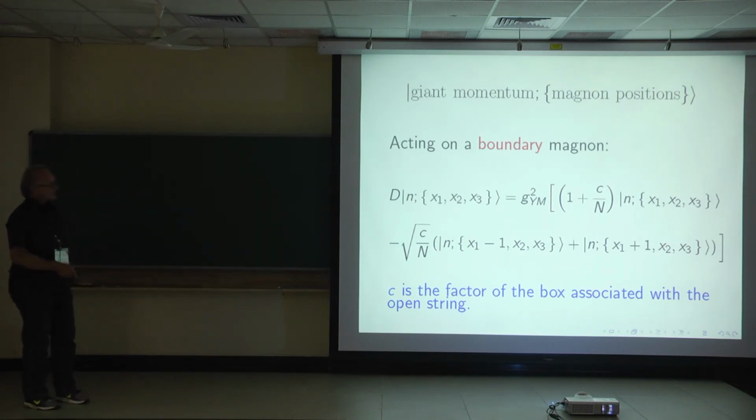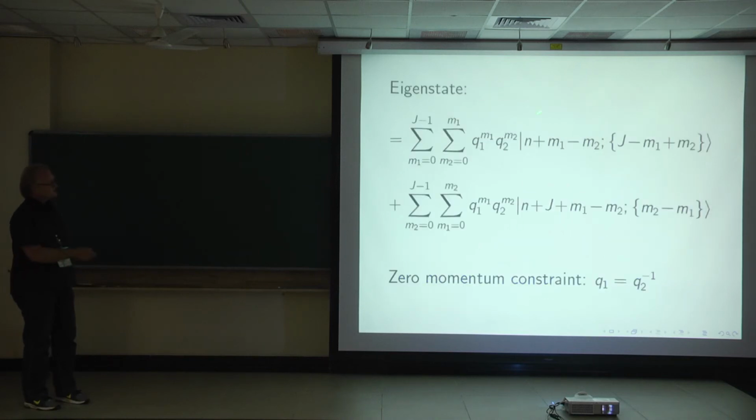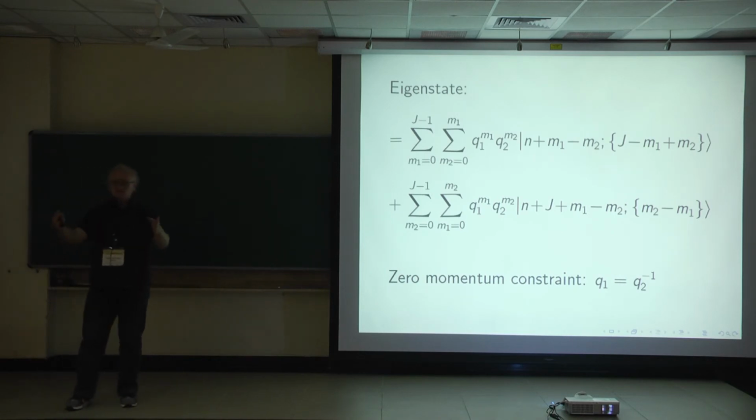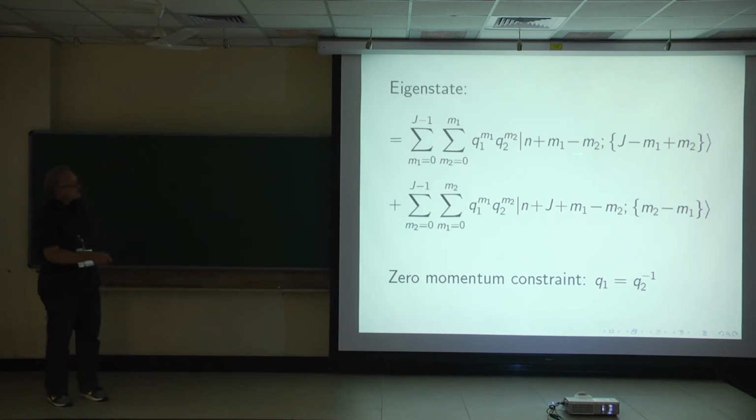So we want to now diagonalize this dilatation operator. That can be done rather easily just by doing a discrete Fourier transform. One thing I should comment on here is that these M1s and M2s tell us the position of the Magnon. And the way that the state was constructed, you cannot tell exactly where the giant ends and where the open string begins. Because of that, there's an extra symmetry. If I shift all of the Magnons up by one unit, the state doesn't change. You can see that explicitly here, things only depend on M1 minus M2. Because of that symmetry, this state vanishes unless it has a total zero momentum.